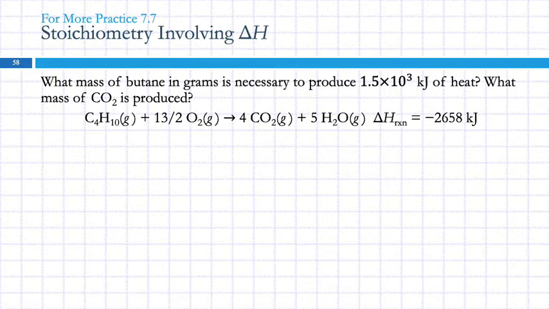So the number given there is 1.5 times 10 to the third kilojoules. And we've got two questions. Mass of butane in grams and mass of CO2. So 1.5 times 10 to the third kilojoules. And I want to know how many grams of this and how many grams of that.